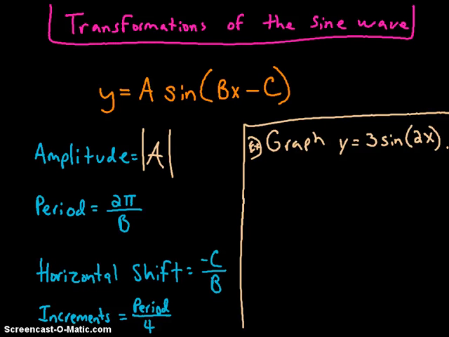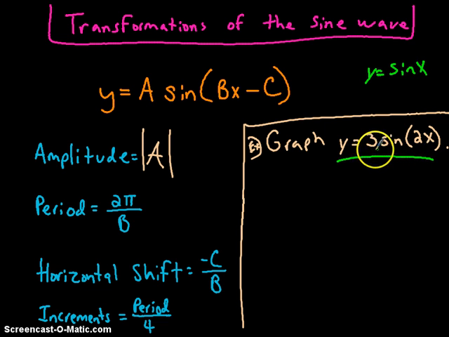Last video, graphing the sine curve, we talked about what the period was and what the general sine curve looked like. The general sine curve being y is equal to sine of x. Well, in this video, we're going to talk about transformation of that. For example, this graph, y equals 3 sine of 2x.